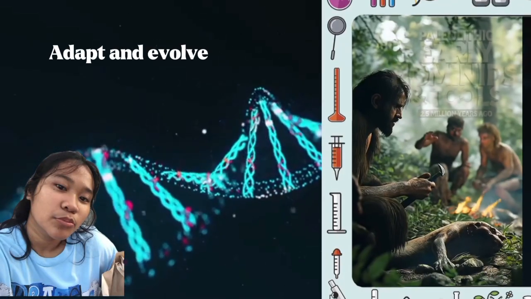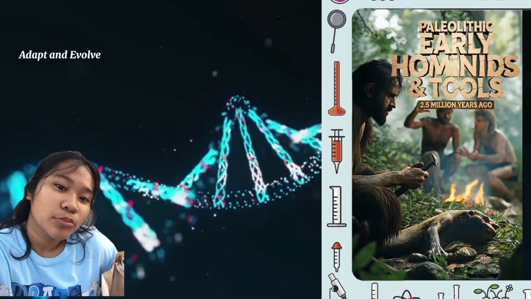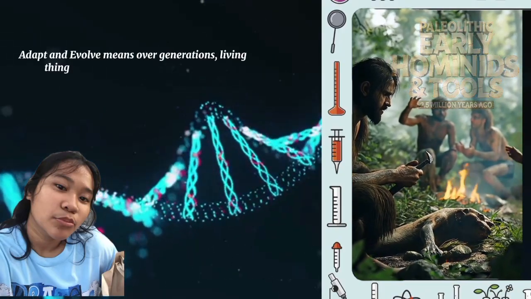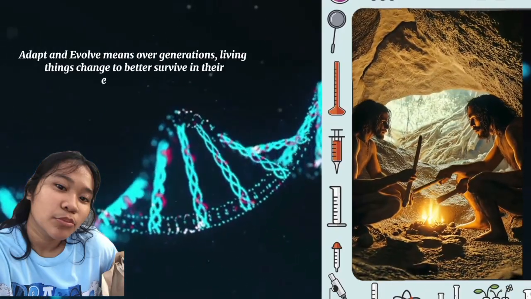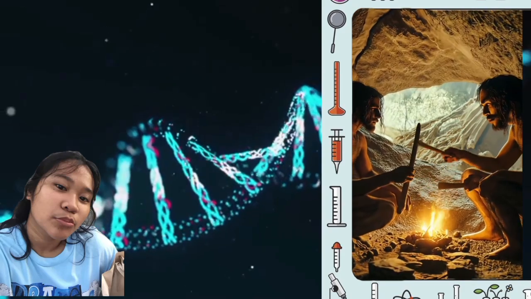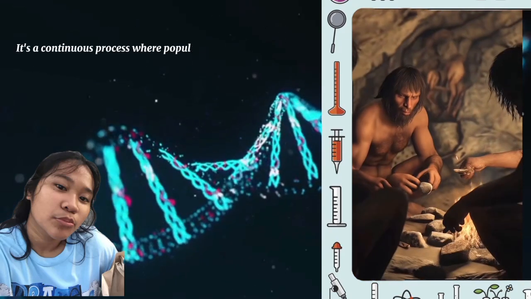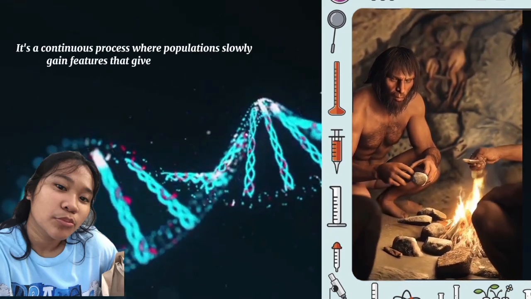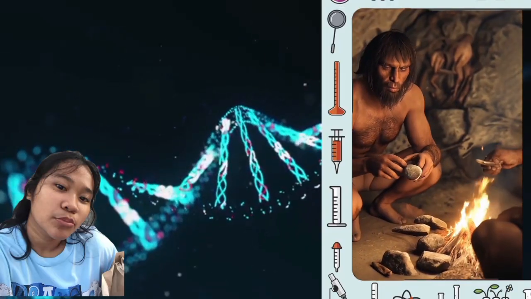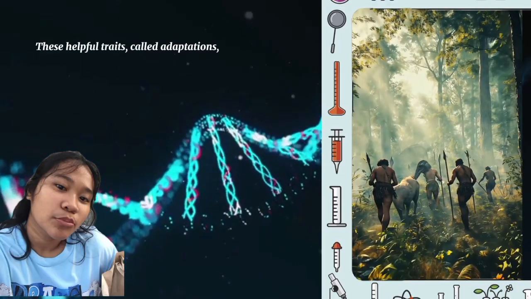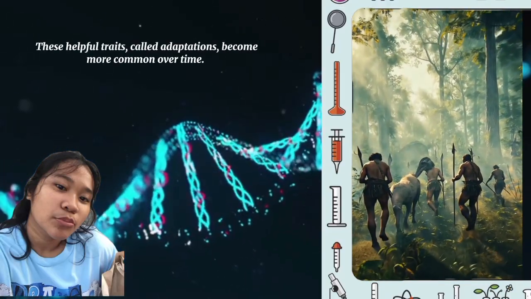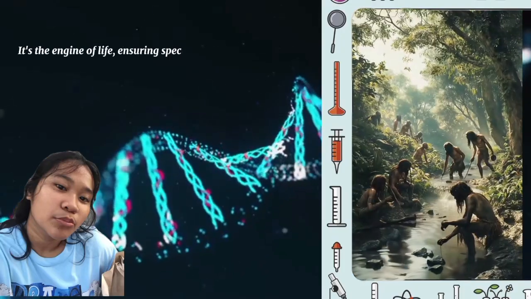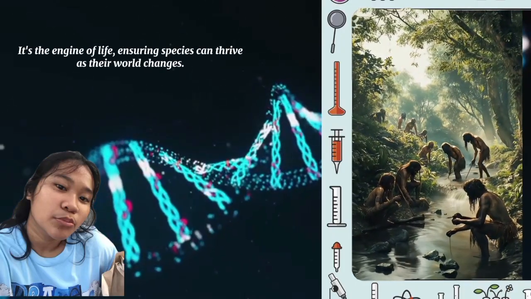Adapt and evolve. Adapt and evolve means over generations, living things change to better survive in their environment. It's a continuous process where populations slowly gain features that give them an edge. These helpful traits, called adaptations, become more common over time. It's the engine of life, ensuring species can thrive as their world changes.